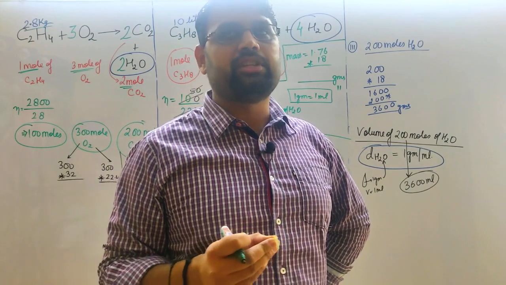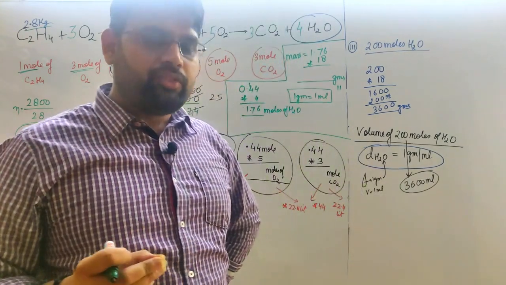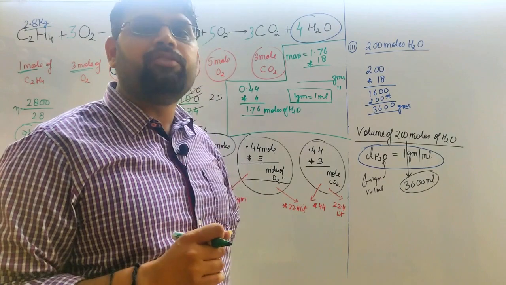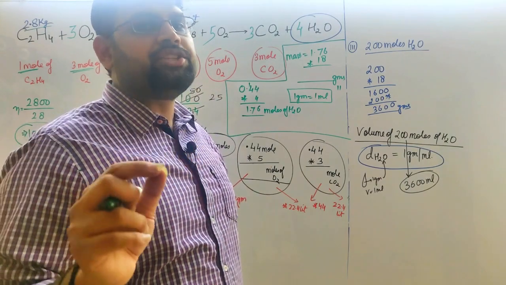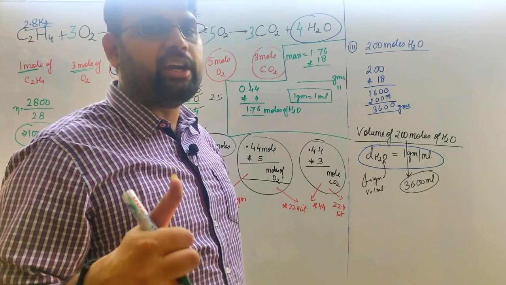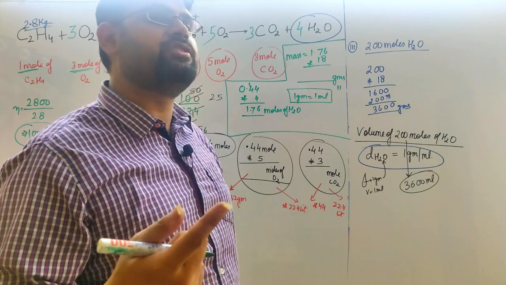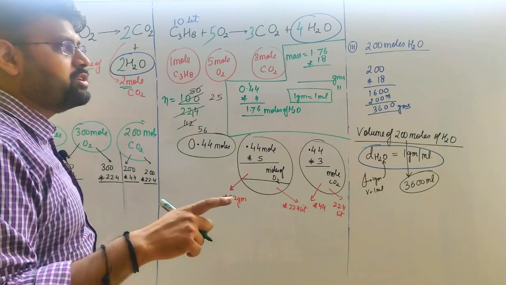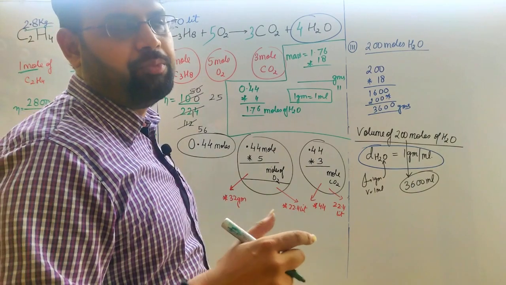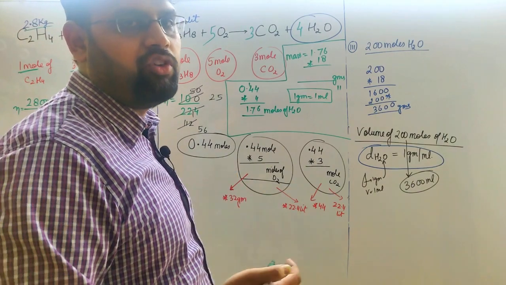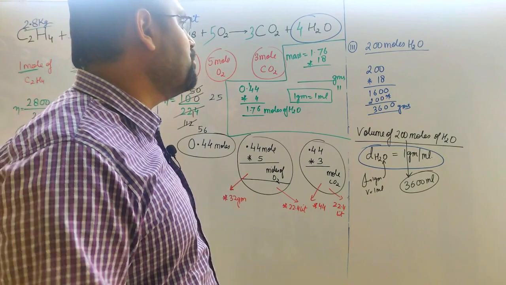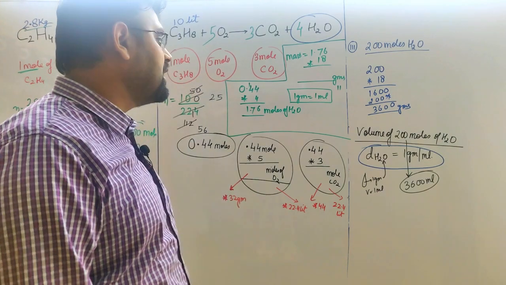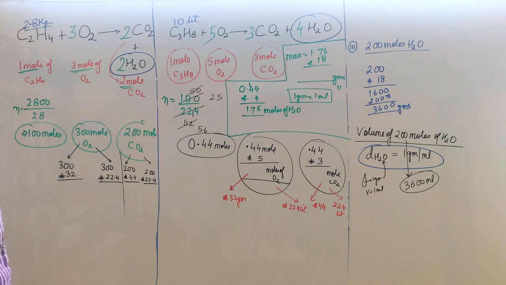So I hope this concept is clear regarding H2O, regarding finding mass and volume of H2O. Unless it is mentioned that the reaction is occurring at 100 degrees Celsius, because only at 100 degrees Celsius does water convert into vapor or gaseous state, then only it will come under the law of gaseous volume, that is, 1 mole volume will be 22.4 liters. So I hope this is clear regarding volume of H2O.